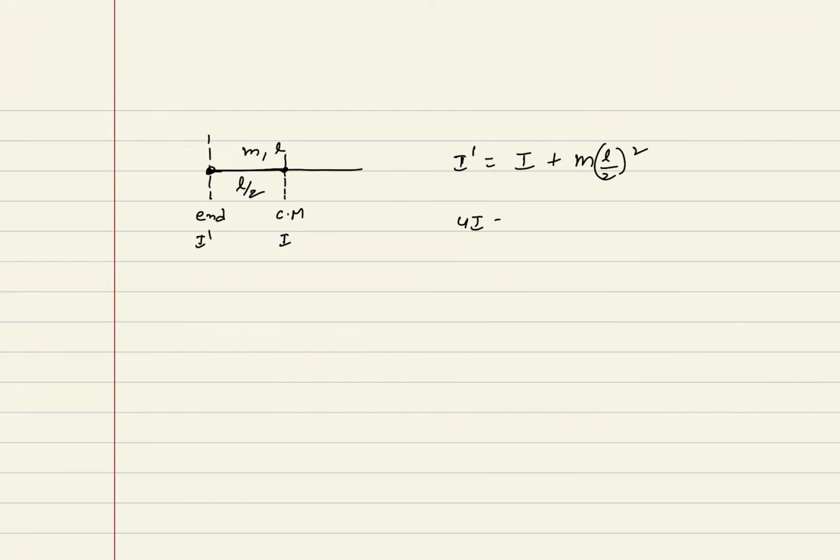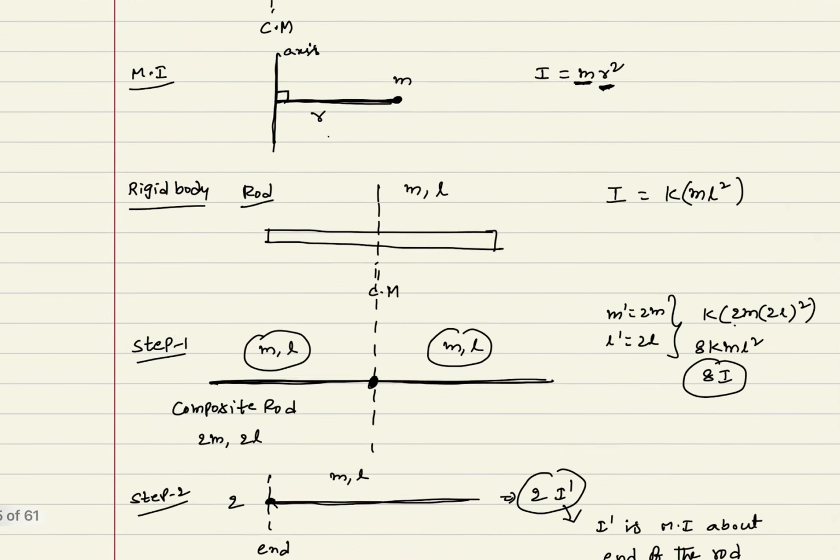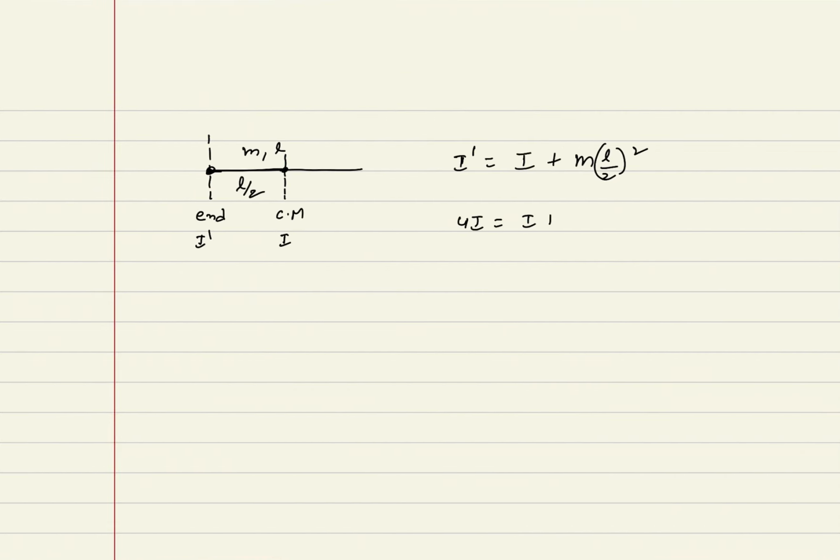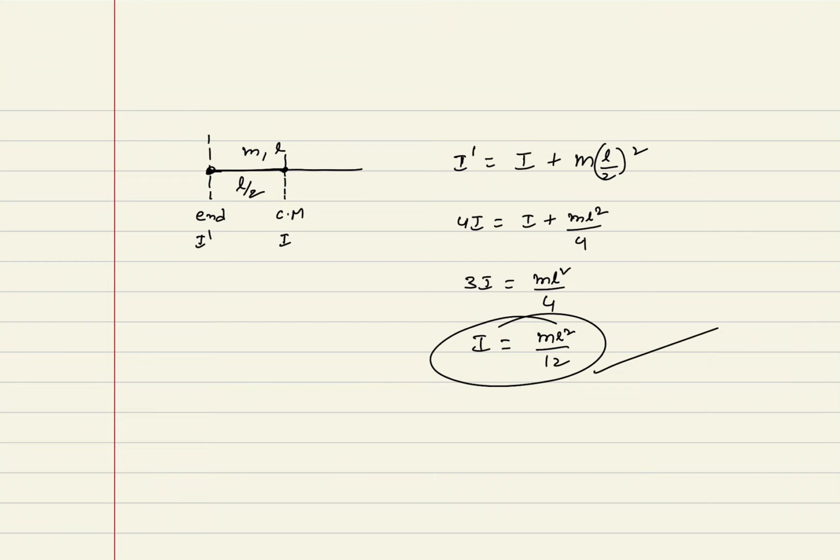So 4I is equal to, as I have written earlier, this I dash value calculated, that is 4I. I am writing 4I is equal to I plus m L square divided by 4. We can write 3I is equal to m L square divided by 4. So finally you will get I is equal to m L square divided by 12. This is our required answer: the moment of inertia about the center of any rod having mass m, length L, about its center of mass is I is equal to m L square by 12.